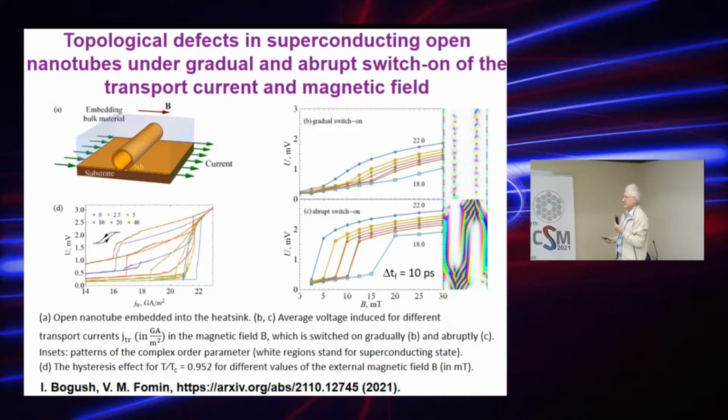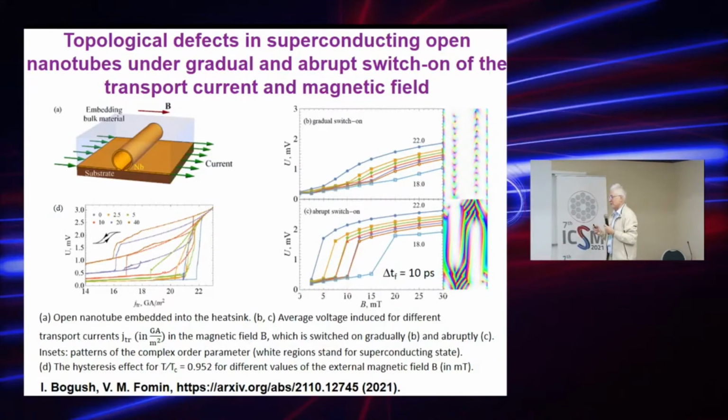The previous results suppose that the transport current is switched on instantaneously. But now we know that if you give it abruptly, with the time of switching on of the order of 10 picoseconds, it's really a very fast peak in the voltage.